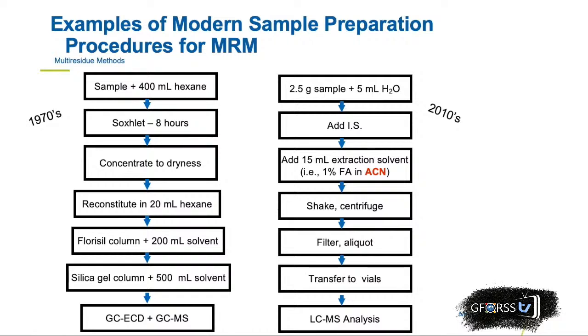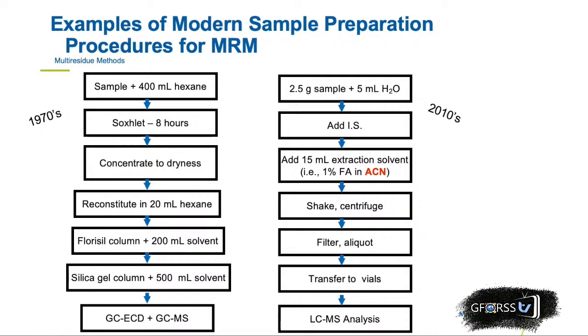Sample preparation procedures used in the 1970s for the determination of halogenated pesticide residues required 400 milliliters of hexane and using a Soxhlet for extraction for 8 hours. The extract was then concentrated down to dryness and reconstituted in 20 mL of hexane.